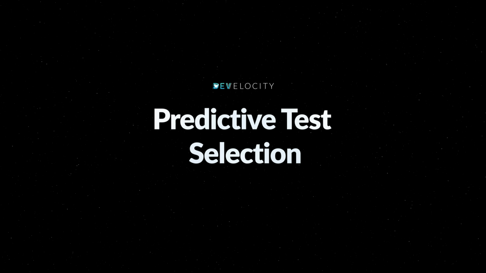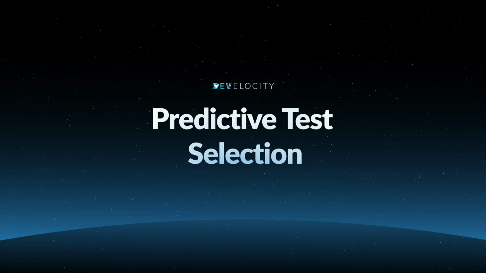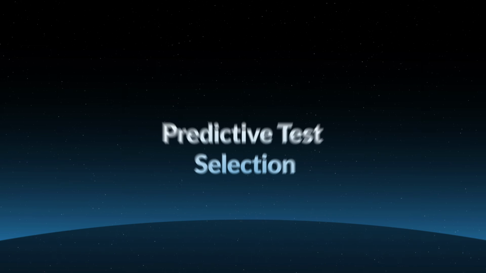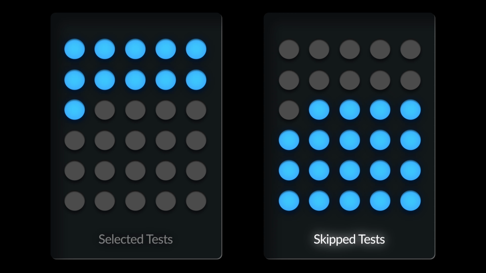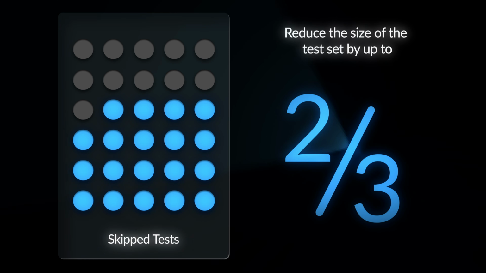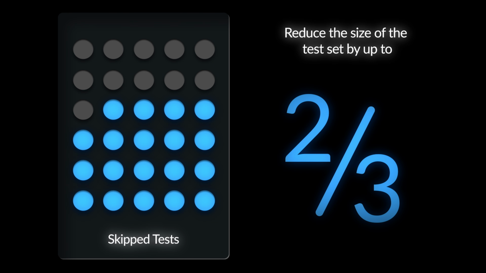Develocity Predictive Test Selection uses AI to accelerate your test feedback cycle by predicting which tests are likely to provide useful feedback. You can then configure your build to automatically skip tests that are unlikely to produce that useful feedback. By intelligently reducing the size of the test set by up to 2/3, you can save significant time during the test phase of a build feedback cycle. So how does it work?